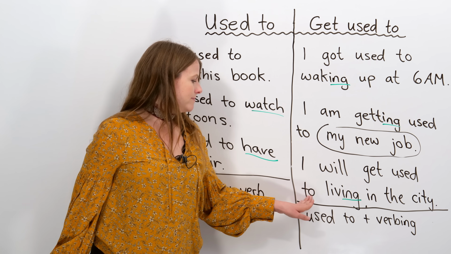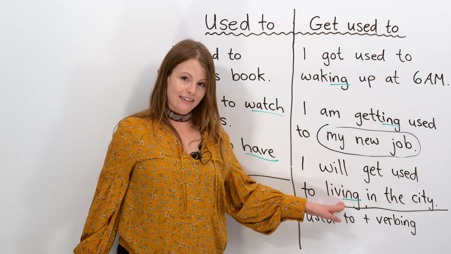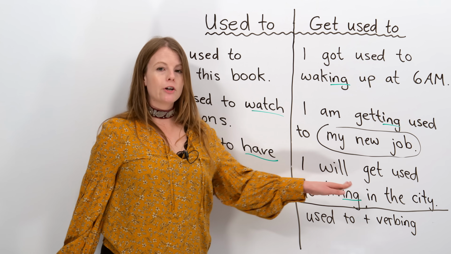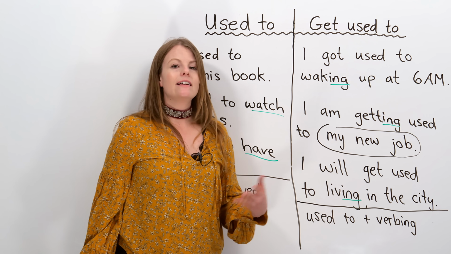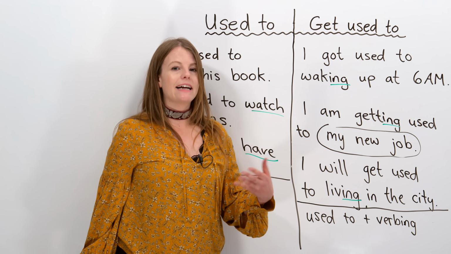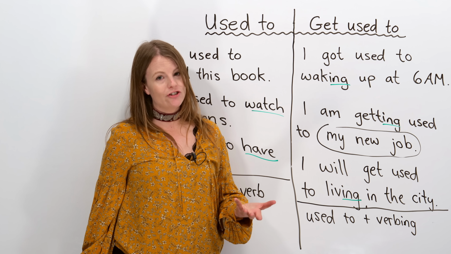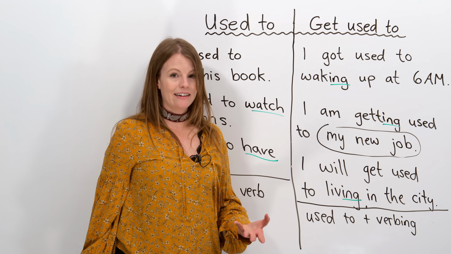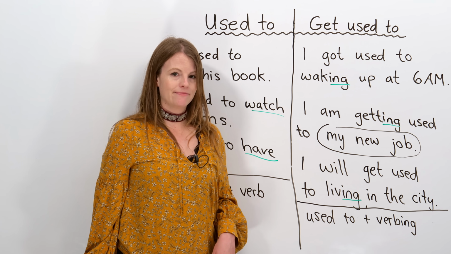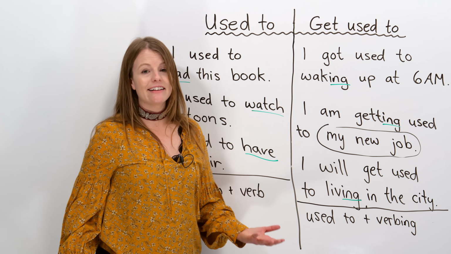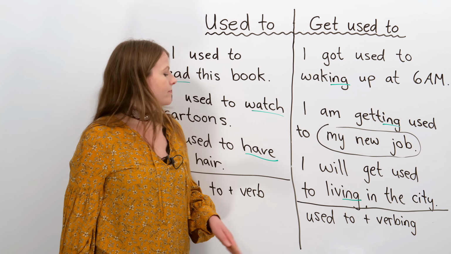Get used to. And then we have a verb here, living. The verb after get used to ends in ing. This means that in the future, my cousin thinks things will be very strange at first, moving to a city, but eventually it will become normal for her. She'll become accustomed to living in a city.